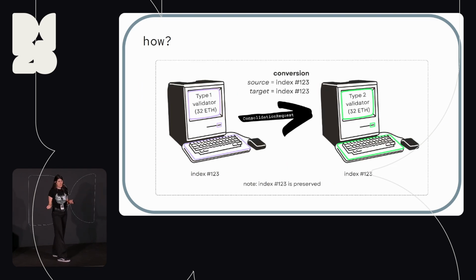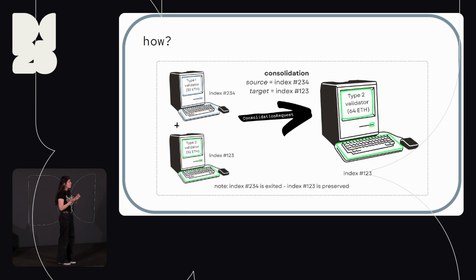So how is this done? There's a new function that was introduced with Pectra called the consolidation request function. There are 3 types of validators: type 0, type 1, type 2. Type 0 validators were validators that were spun up before withdrawals were enabled. Type 1 validators are your normal 32 ETH validator, and type 2 validators are the new type of validator that was onboarded with Pectra. A consolidation request is the function that you use to convert your existing type 1 validator to a type 2 validator. And then once you do that, that validator can accept consolidation requests from other validators.